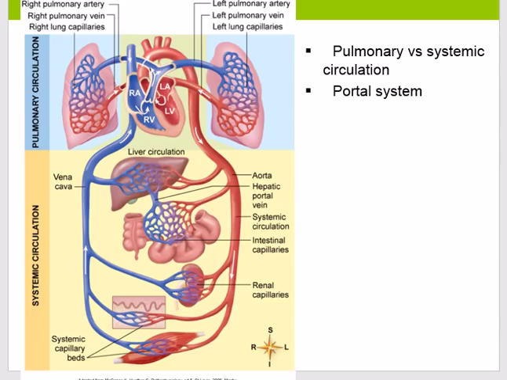Now you can make notes of just a couple of the main concepts that I'm going to mention here, but for the most part we'll be covering a lot of this later. But one thing to make note of is the fact that the portal system is an area of the cardiovascular system through which blood passes through two consecutive capillary beds before it ends up reaching back to the heart.